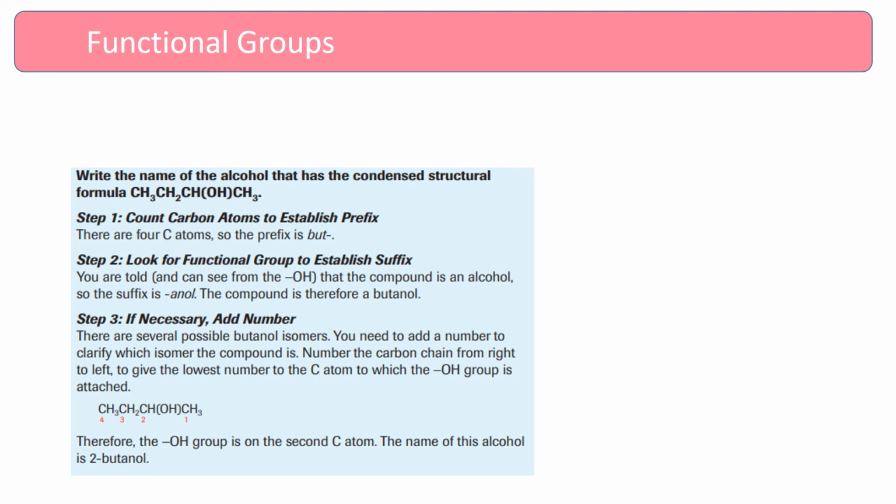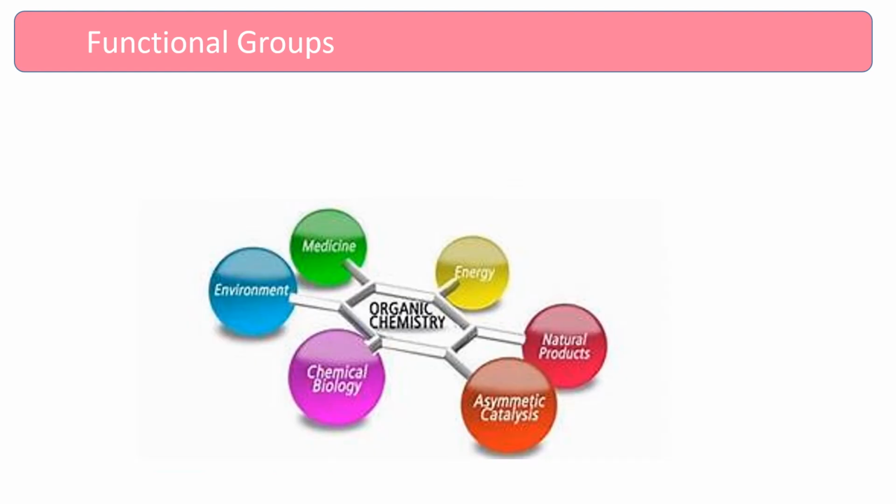Now, this is for you to try. Write the name of the alcohol that has the condensed structural formula CH3, CH2, CH(OH), CH3. Check if you're right with the example at the bottom. Now, it's your turn.